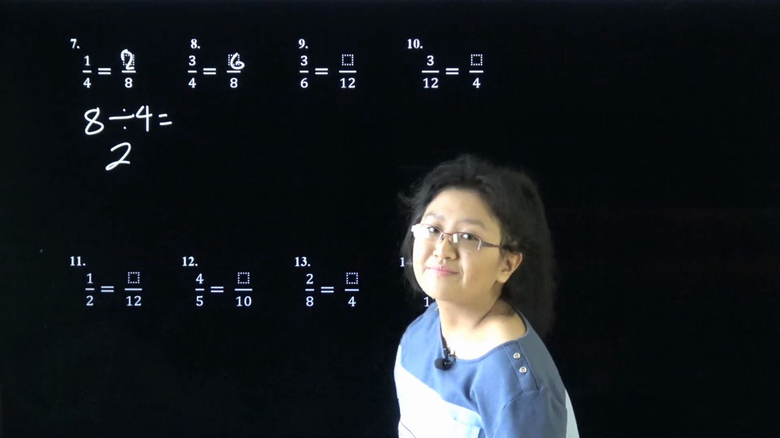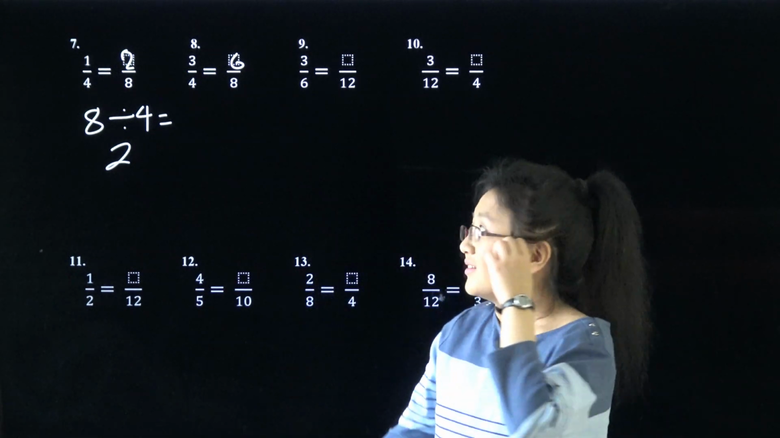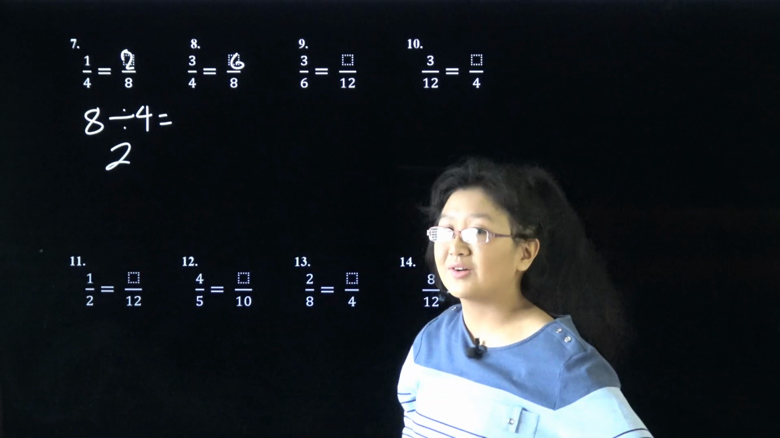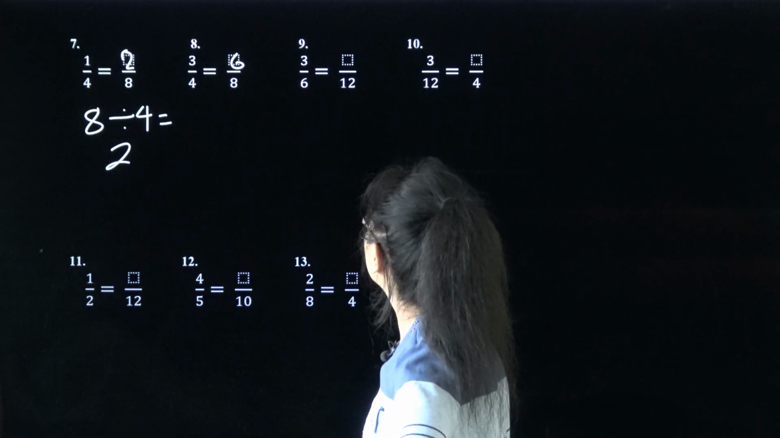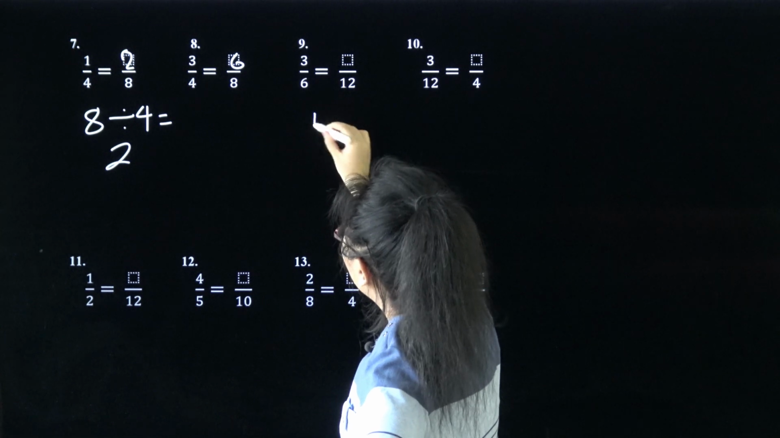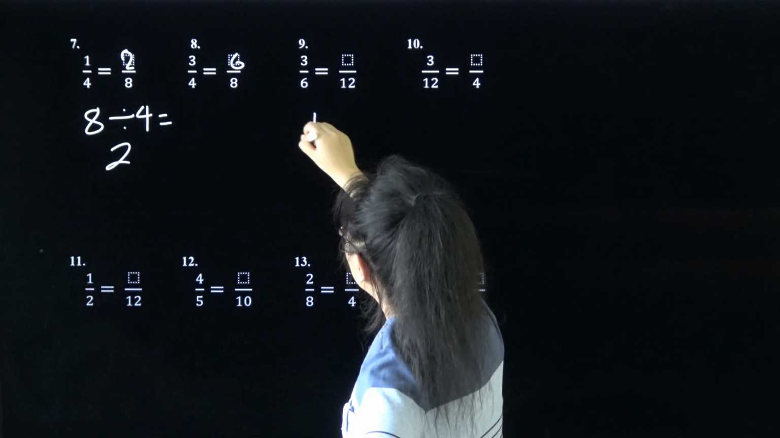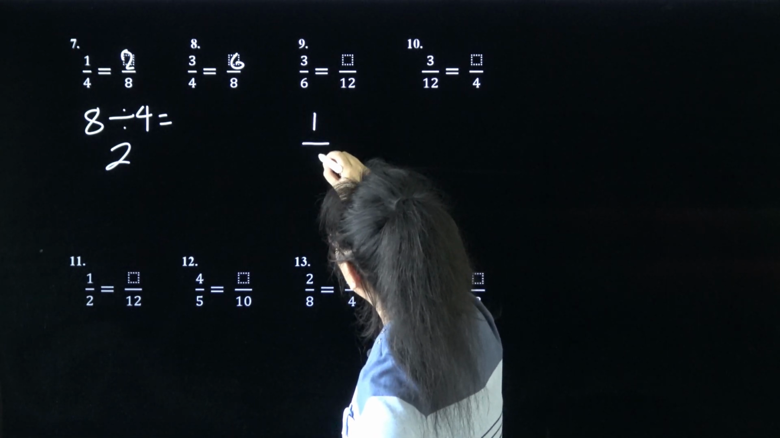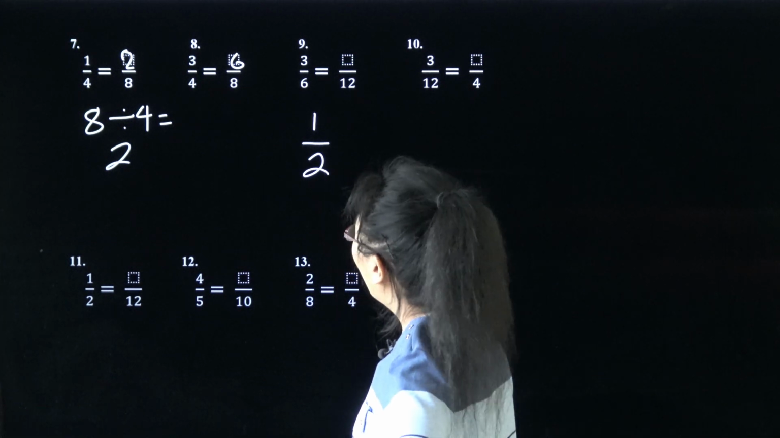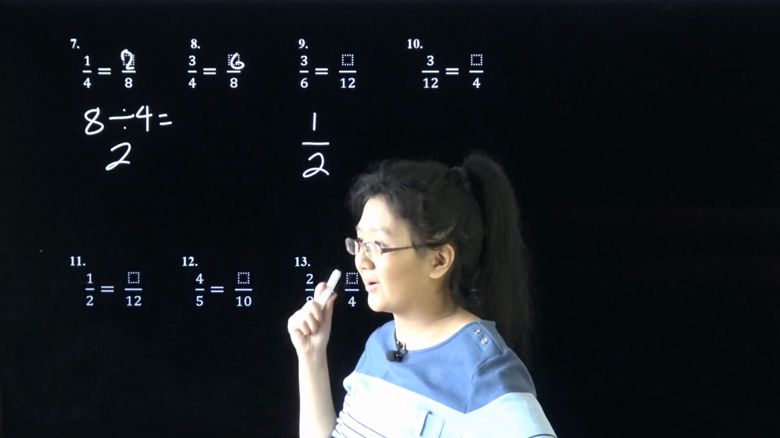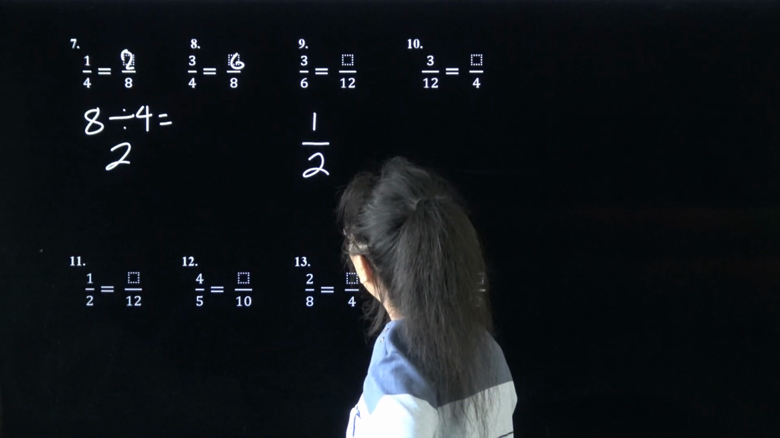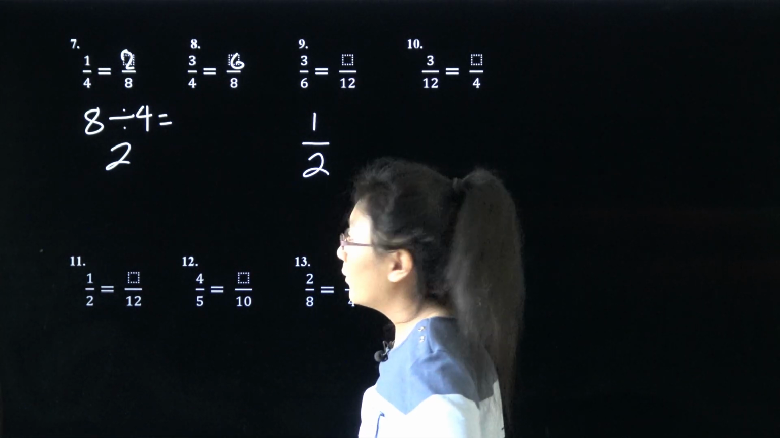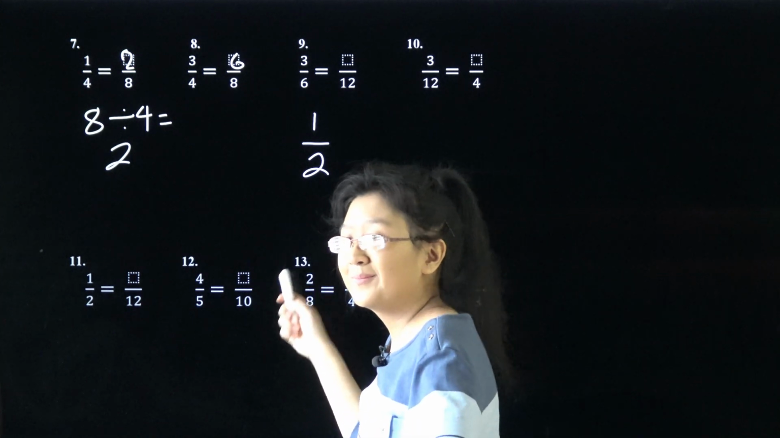3 over 6. Quiz, guys. So what is 3 over 6 also equal to? Well, we know that 6 divided by 3 equals to 2, and 3 divided by 3 equals to 1. So if we divide both the numerator and the denominator by 3, then, well, we get 1 over 2, a half.